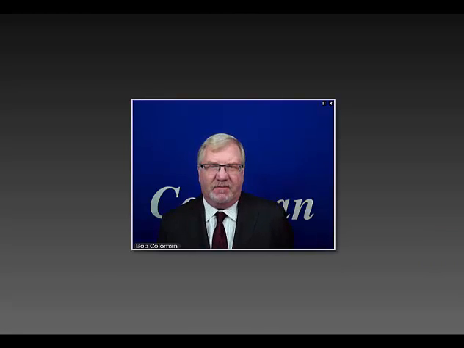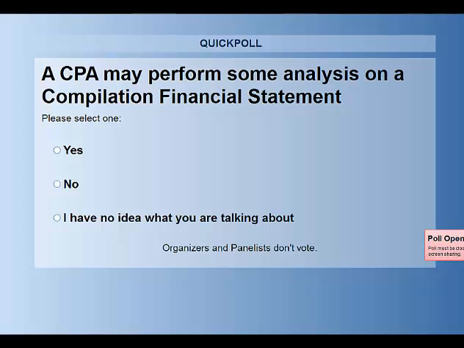Third question. A CPA may perform some analysis on a compilation financial statement. This is a preview for week 3. Give it your best shot. And we're split. We got about 70% yes, 30% no. The answer is yes, they can. They do not have to. It's sort of a trick question.